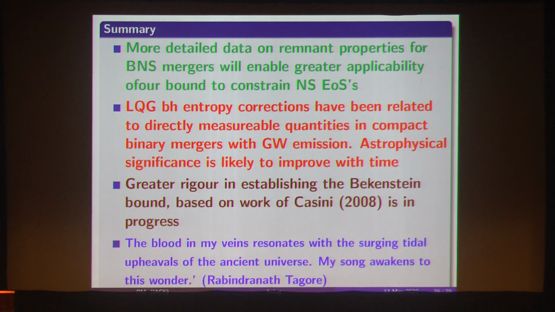Obviously, we need better data, and we're going to get it. So this subject is alive. Very recently, my collaborator suggested that we look at binary coalescences involving a black hole and a neutron star and see how that checks with our results. And that's a very exciting thing.